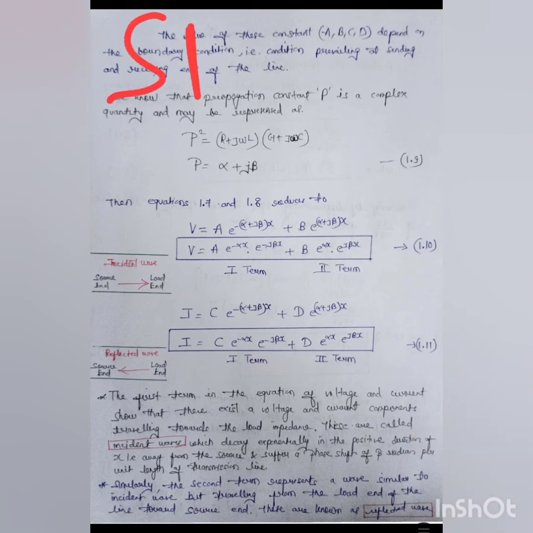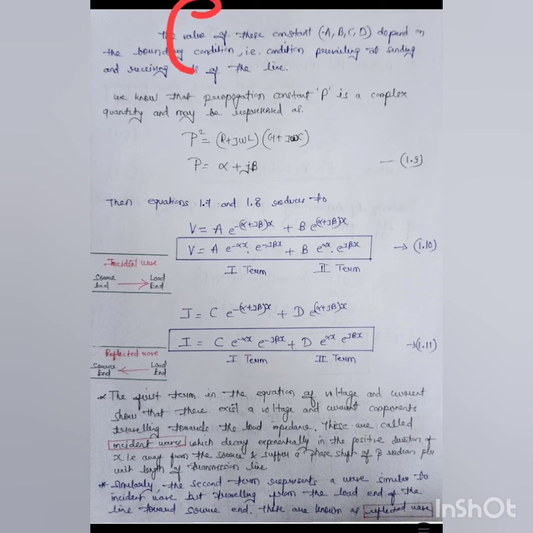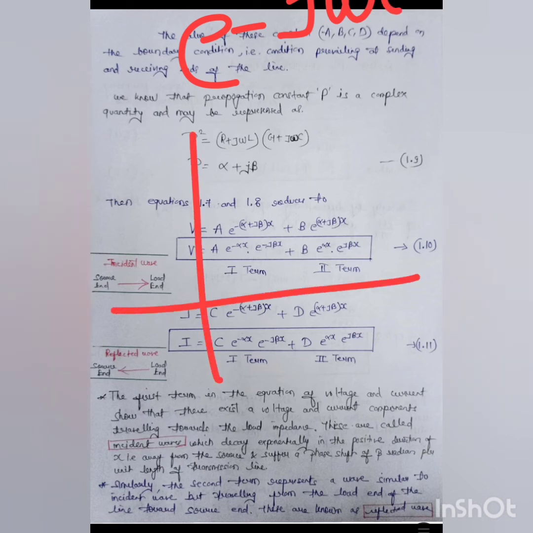Sending end and another one is receiving end. So the wave is traveling from sending end to receiving end, and from receiving end to sending end. Here, the negative sign of the exponential, e raised to the power minus jx, if we draw e raised to the power j omega t, if we need to draw this diagram, we already studied this, that this is a decaying exponential.